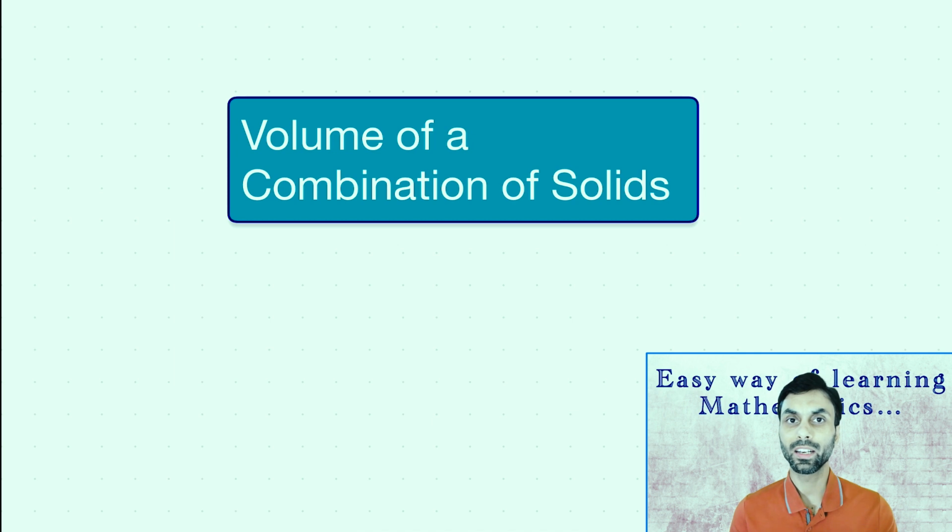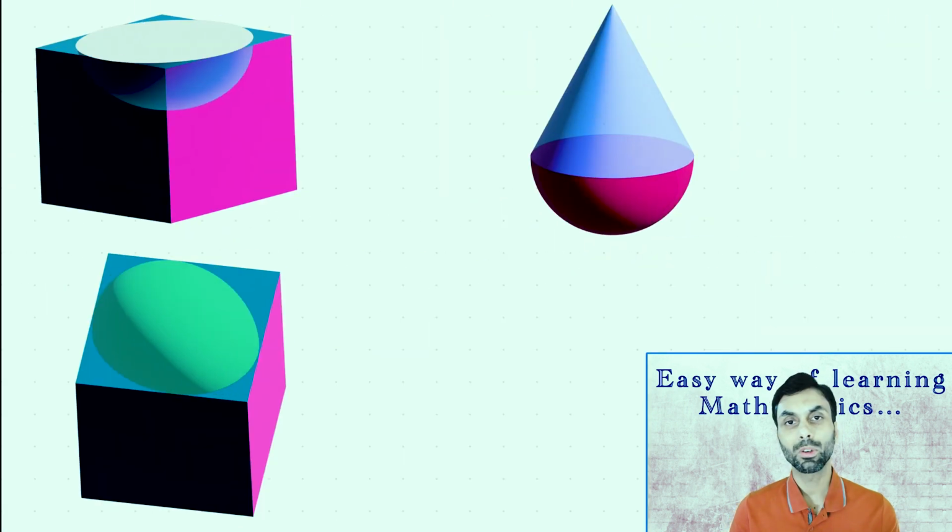There are some common situations which we'll discuss first, before moving on to the questions, and then we'll see how the questions are. So moving to the first part, let's talk about some of the common objects which we'll be solving questions on. The first one is a hemispherical depression in a cube.